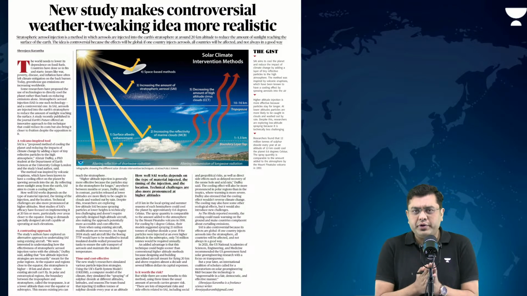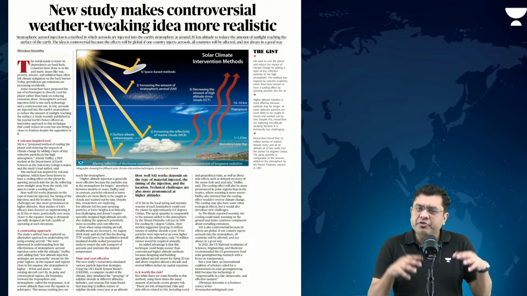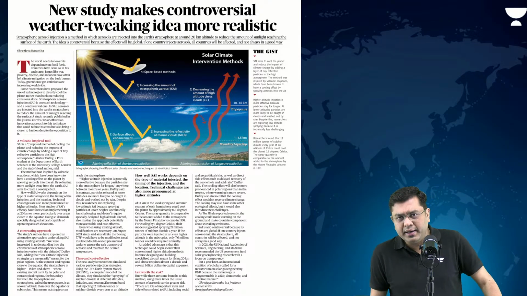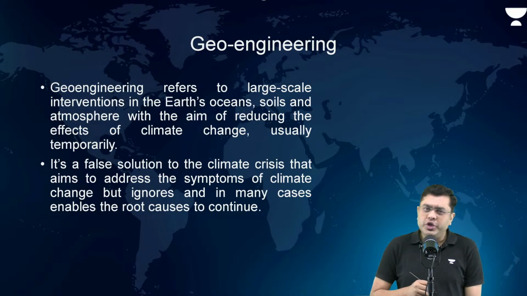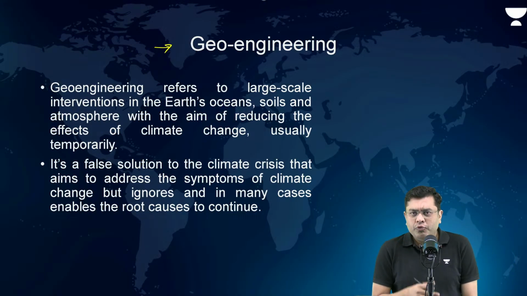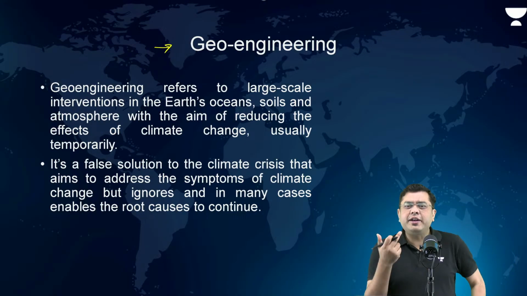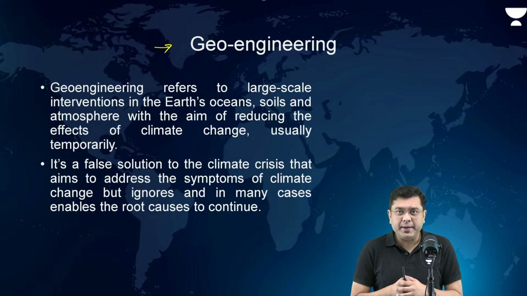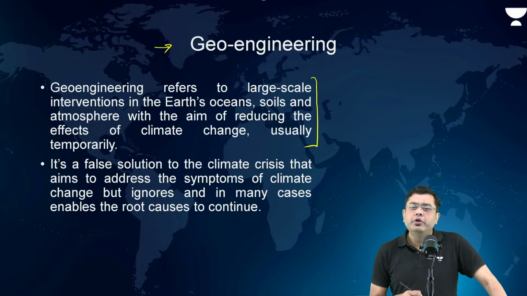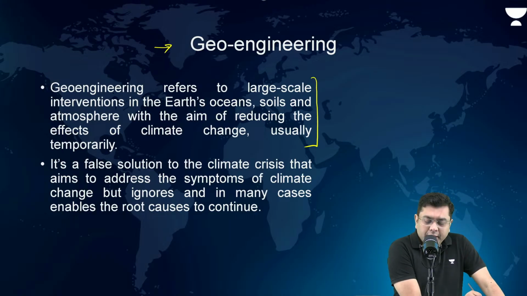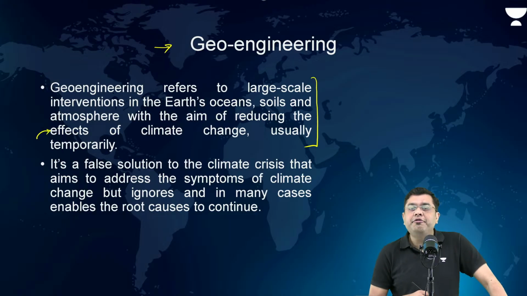Let us explore this in a broader perspective beyond what is written in the article itself. So, first of all, what is geoengineering? What will you write when you have a direct question about what is geoengineering? Geoengineering is a large scale intervention in the Earth's oceans, soil, and atmosphere with the aim of reducing the effects of climate change, generally in a temporary fashion.